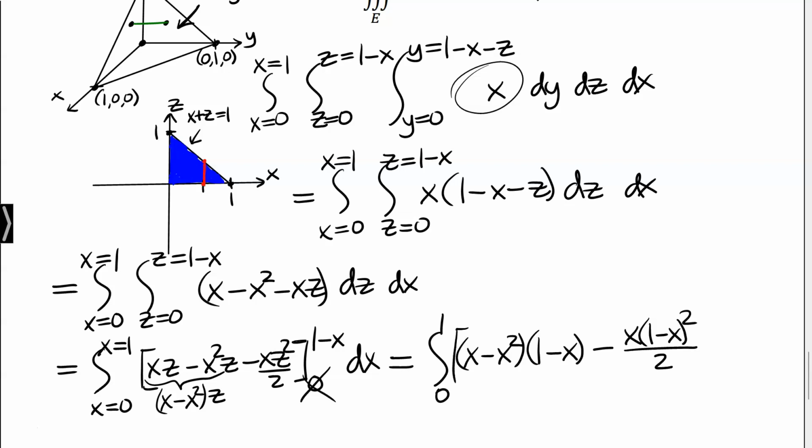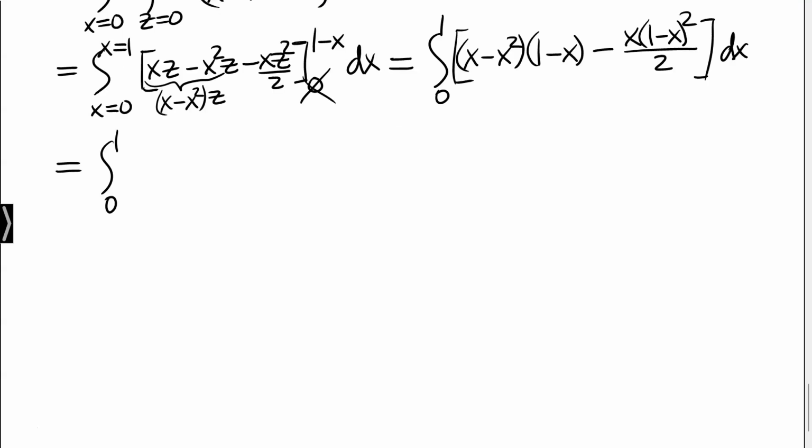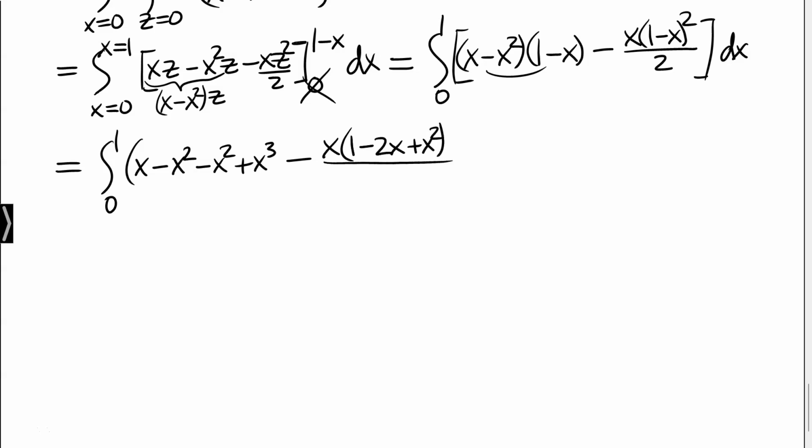So again, a lot of tedious polynomial calculation. So let's see, let's just multiply stuff out. X minus x squared minus x squared plus x cubed. And what have we got here? Minus x times 1 minus 2x plus x squared. And then all over 2.